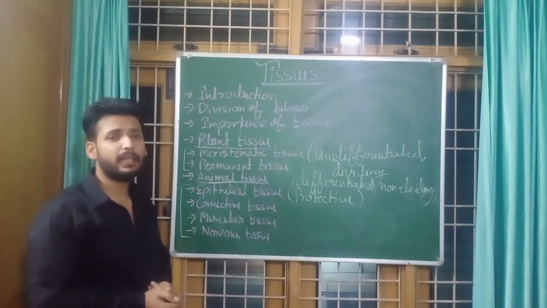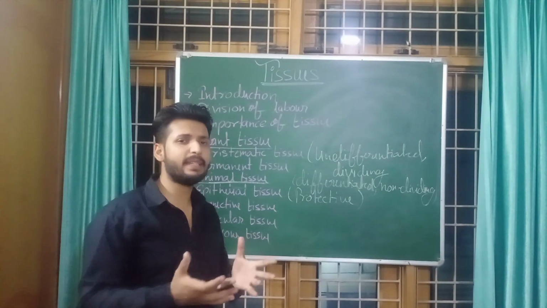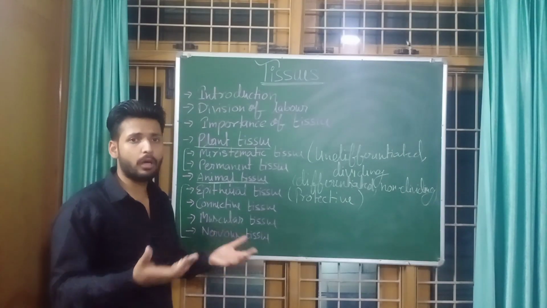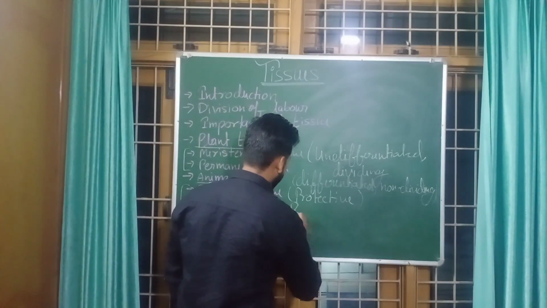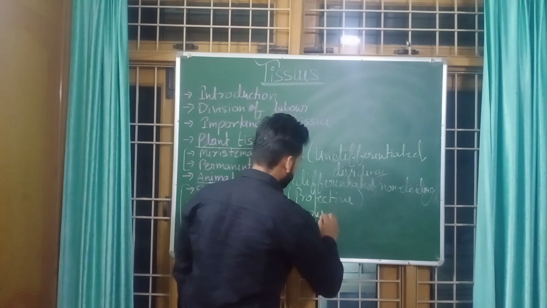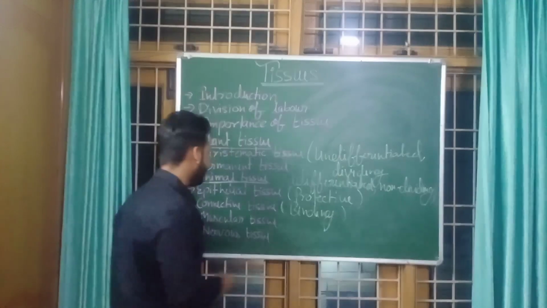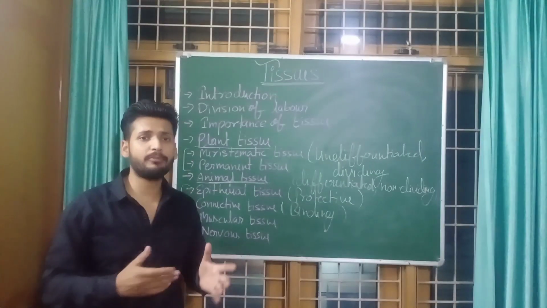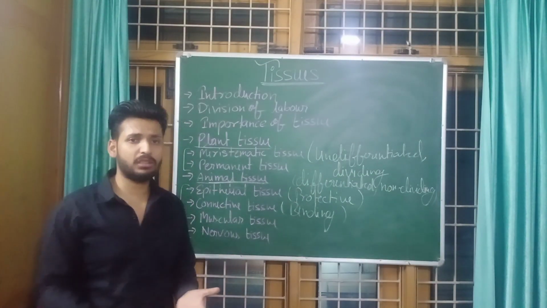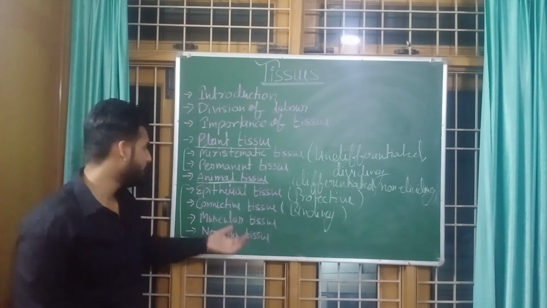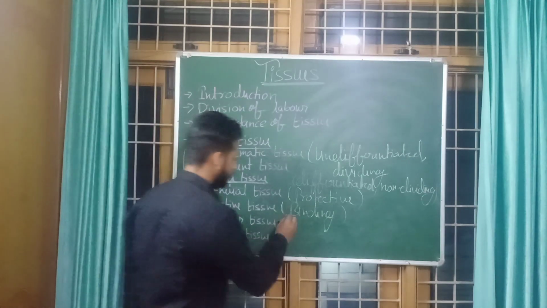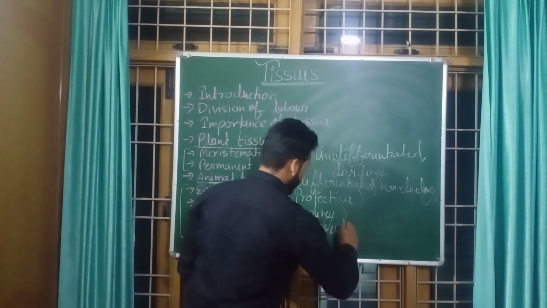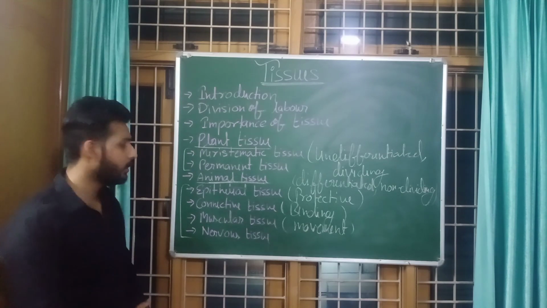Next is connective tissue. Connective tissue is a binding tissue which binds the tissues or organs. Next is muscular tissue. Muscular tissue helps in contraction, relaxation and movement of the body. It is related to movement of the body.